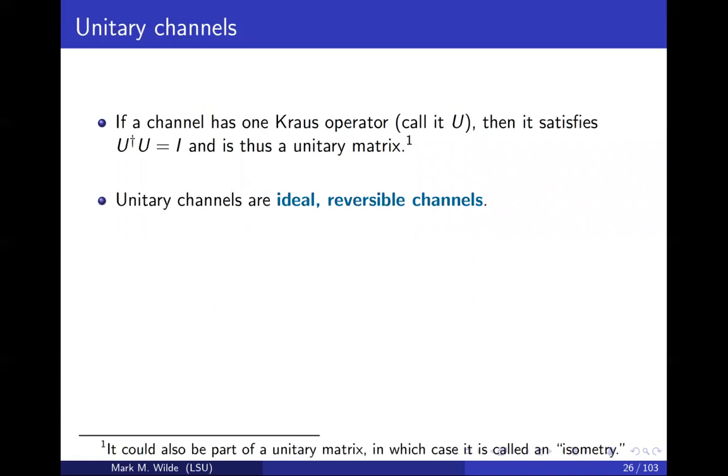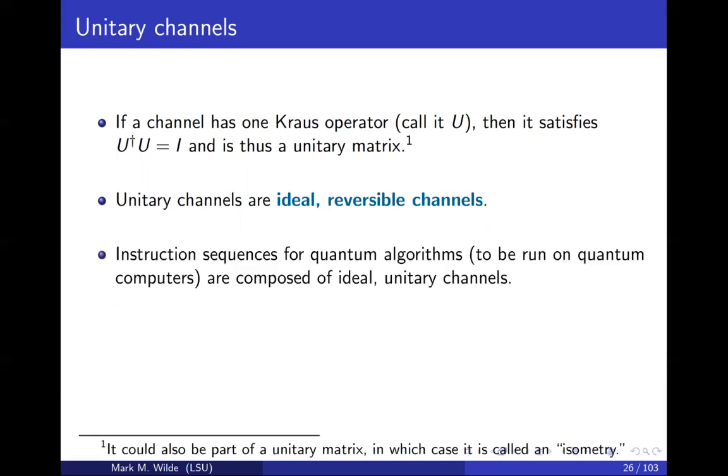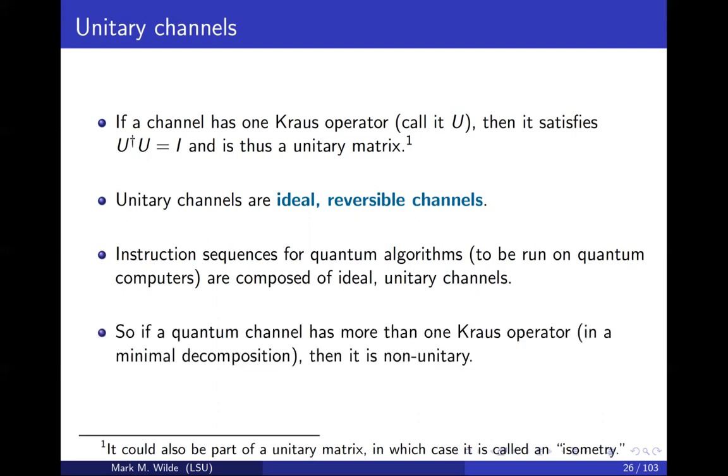So what do we know about unitary channels is that they're ideal, like there's no noise involved, and they're also reversible. How do you reverse? You just do U dagger. You go back to where you started. So in quantum algorithms, you have these instruction sequences that tell you how to execute the algorithm. And in principle, those are composed of ideal unitary channels. In practice, it's very different from that.